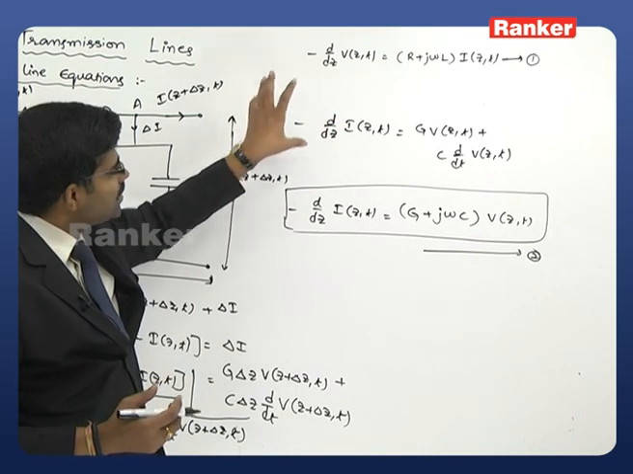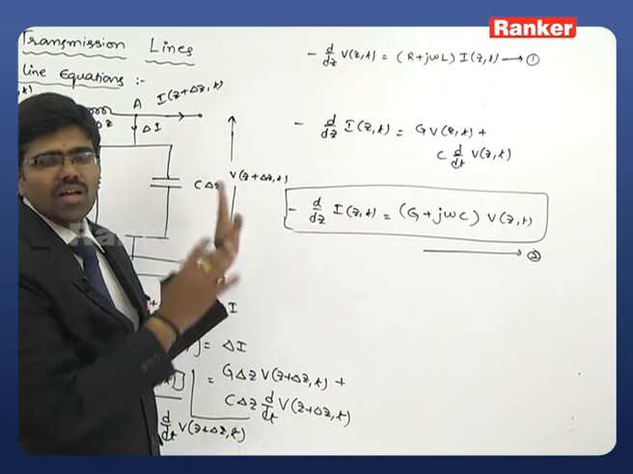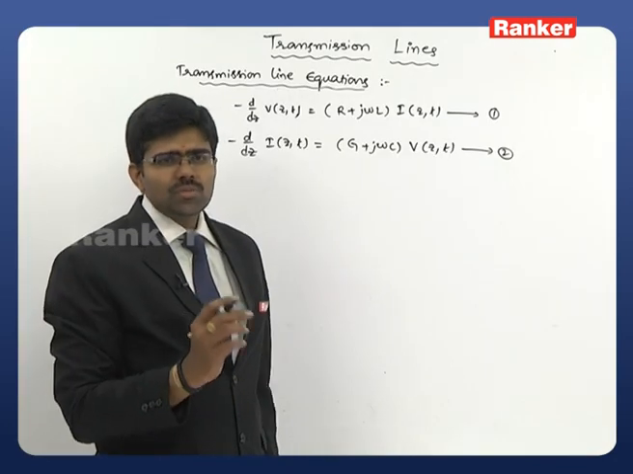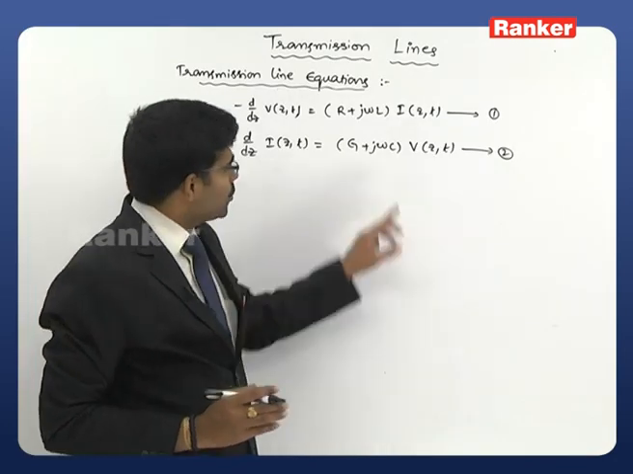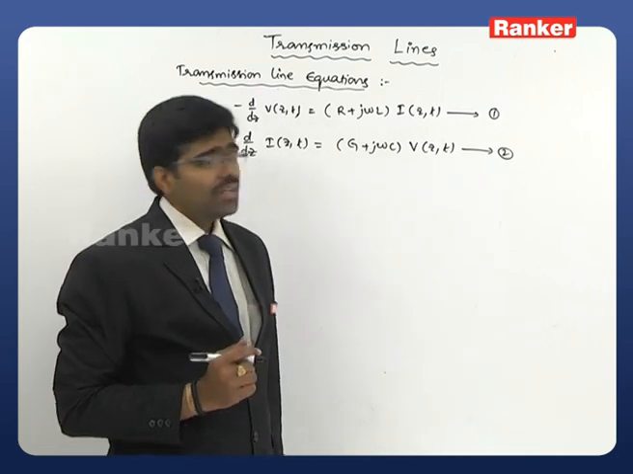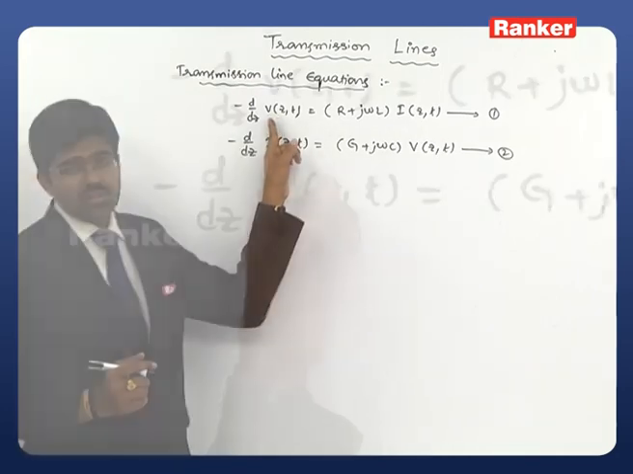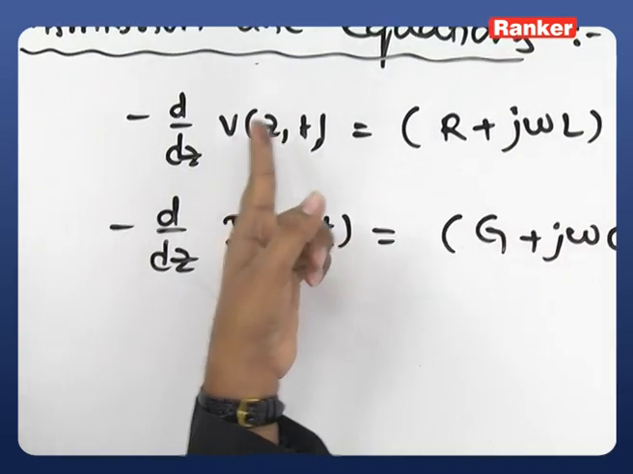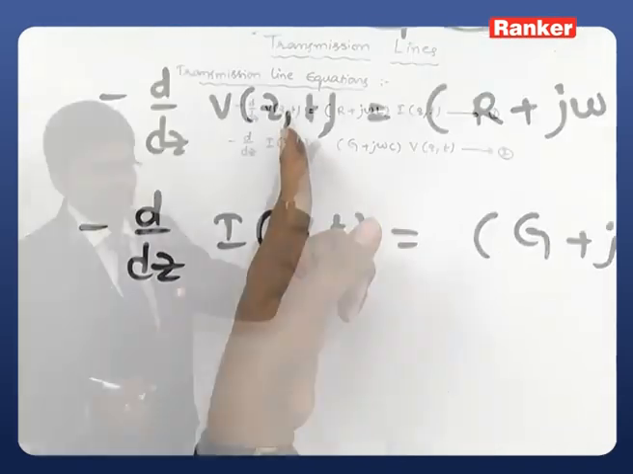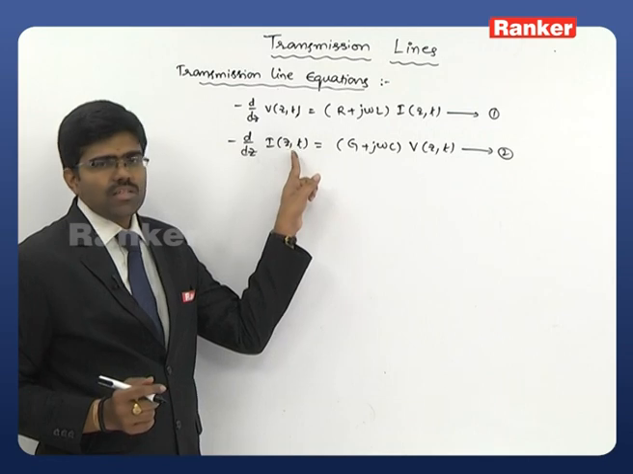So I will take these equations as the base equations and keep them aside. Now once again I will go for mathematical manipulation to solve these two equations. Before that, just observe what components we have. That is voltage and current. The voltage is a function of distance as well as time. The current is also a function of distance as well as time.